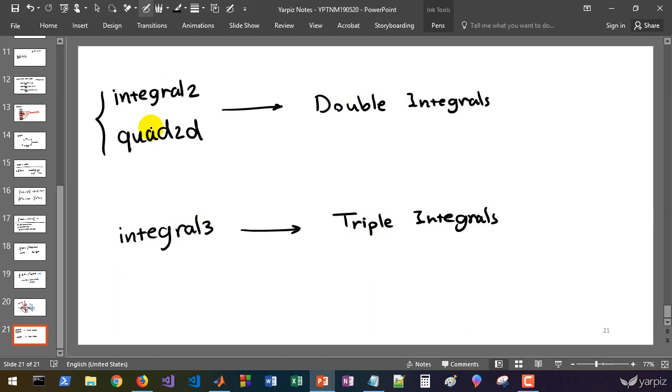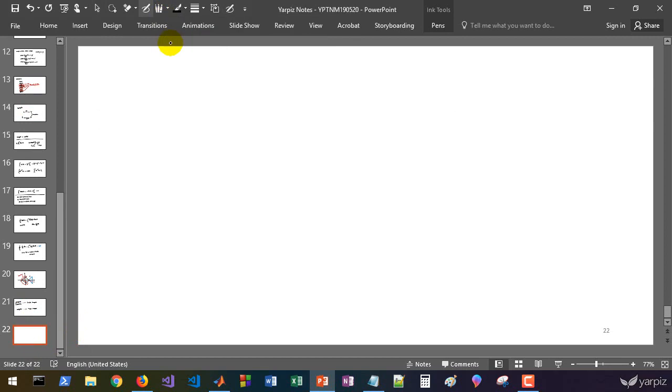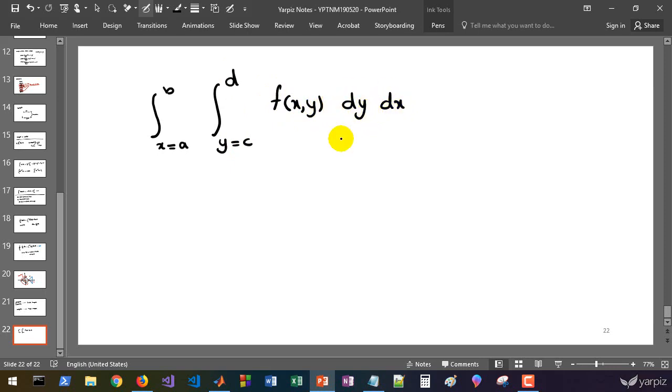Let's start with integral2. quad2D is like integral2, and they are called in a very similar way. For example, if you want to calculate the value of this integral for x equal to a to b and for y equal to c to d, the function f of x and y, and differential of y and differential of x, then you can evaluate this double integral using the function integral2 like this. You may pass the function as a function handle of two variables, and then pass the lower and upper limits for x and lower and upper limits for y, and some named values after that, and we skip this for now.